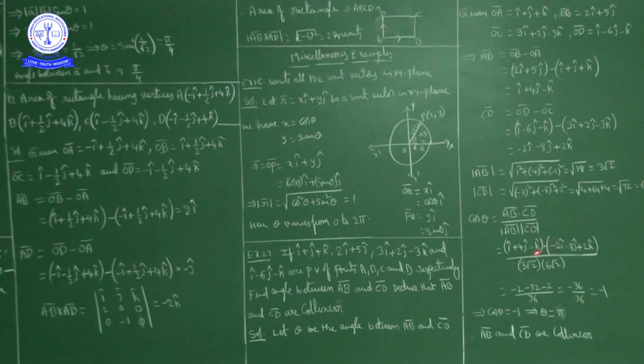The dot product in the numerator we got as minus 36, and in the denominator the magnitude of AB bar is 3 root 2 and the magnitude of CD bar is 6 root 2, the product is 36. So cos theta is minus 36 upon 36, which is minus 1. Cos theta equal to minus 1 means theta is equal to pi, because theta has to lie between 0 to pi. So theta equal to pi means AB bar and CD bar are collinear, and the directions of AB bar and CD bar are opposite. I will conclude up to here.